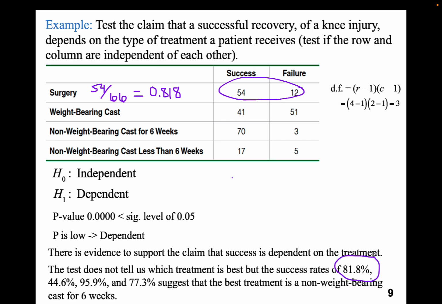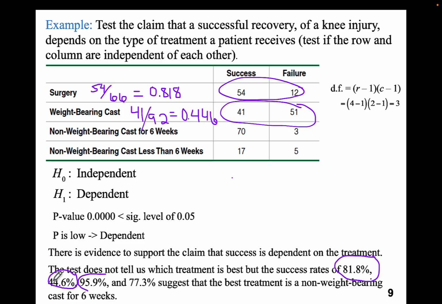So if you're asked the success rate for each of the types of treatment, you could do that. I'll show you one more. For the weight-bearing cast, we had 92 in that group. So we would do 41 were successful out of the 92 who tried that treatment type. It would output for us 0.446 approximately. Multiply that by 100. Move the decimal 2 places, and that's the success rate for the weight-bearing cast.